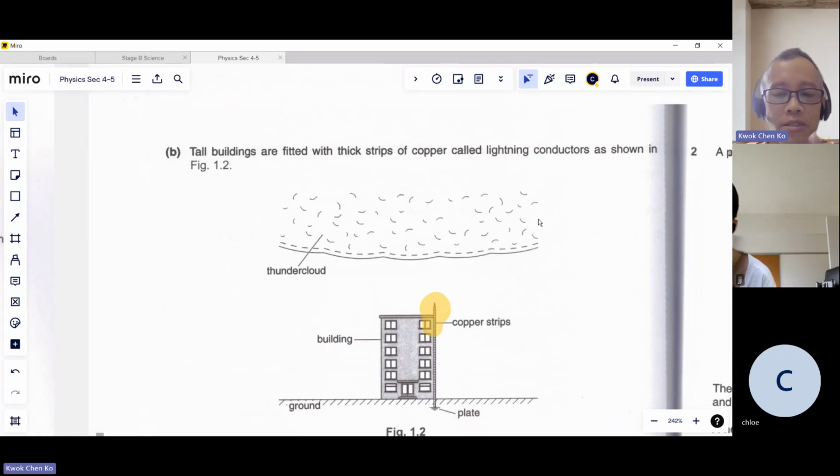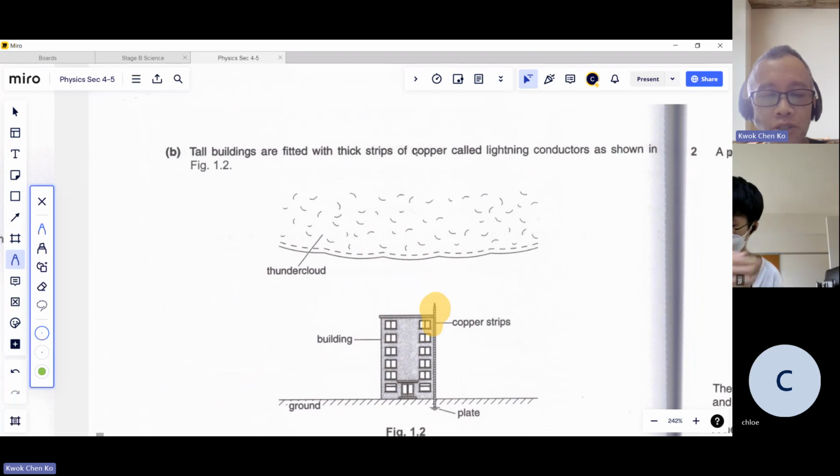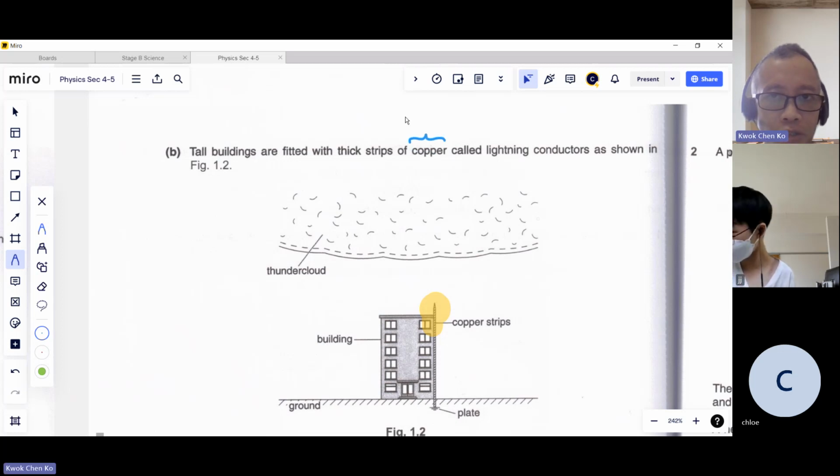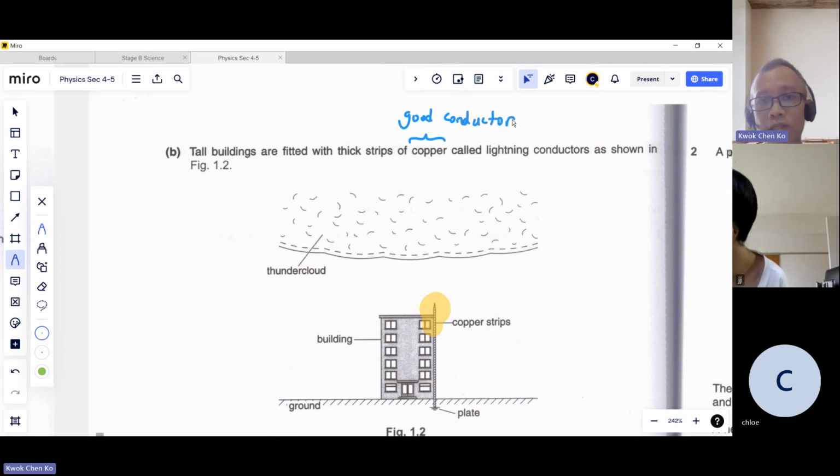Guys, again, no surprise, copper is often used because, try to remember this, copper is a very good conductor of electricity. Of course, it's rather cheap as well. So that's why they use copper a lot in wires.